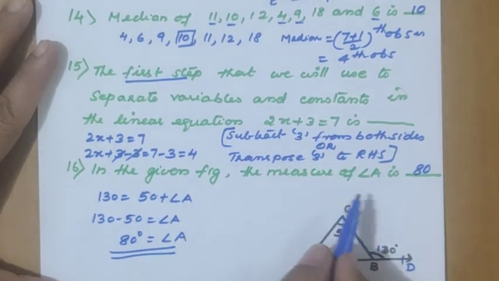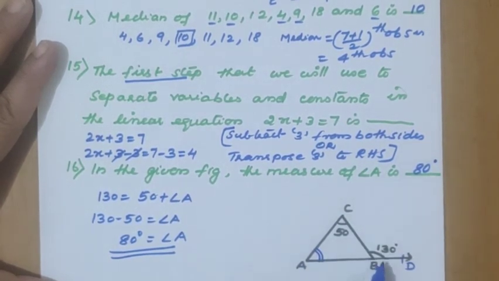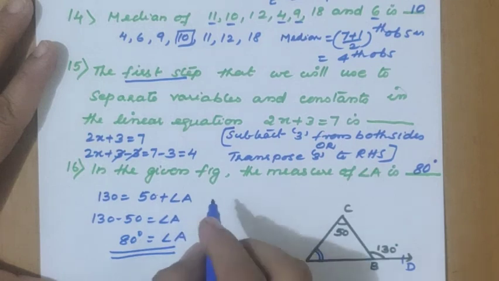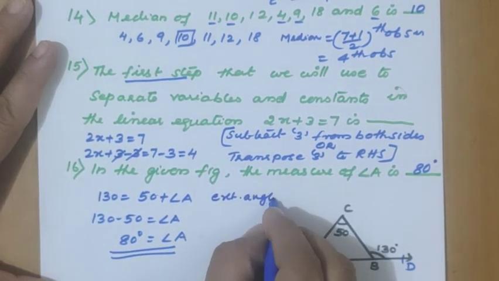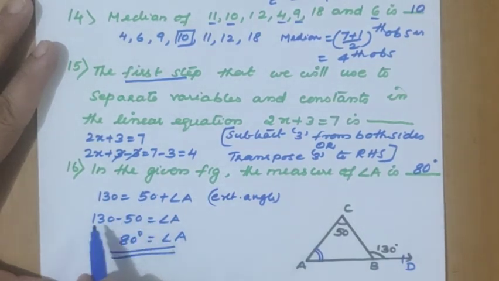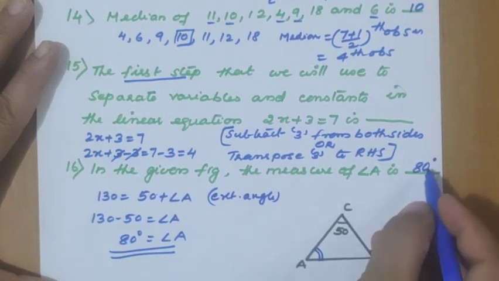Next question, in the given figure, the measurement of angle A is dash. So in the given figure 130 is the exterior angle, so exterior angle property we can use, that 130 equal to 50 plus angle A. So here exterior angle I'll write. Next, what is angle A? 50 we can bring to this side. So 130 minus 50, that is equal to 80 degree. So 80 degree is the value of angle A.